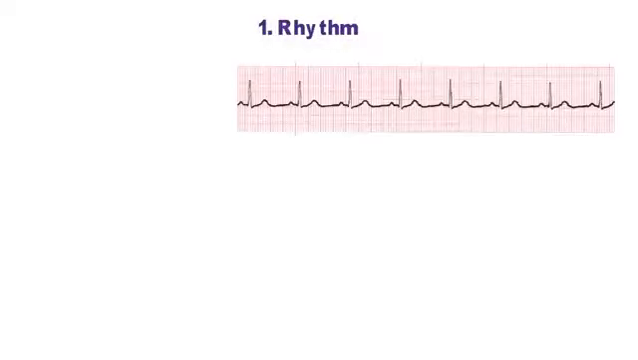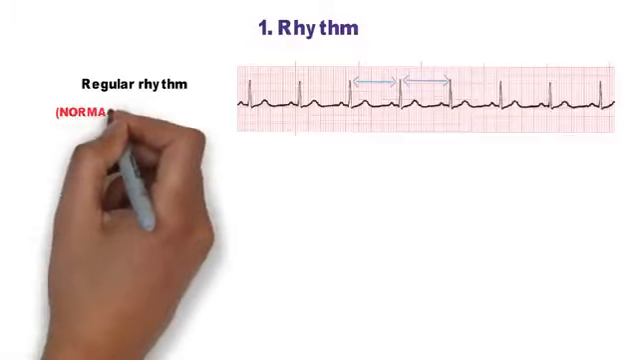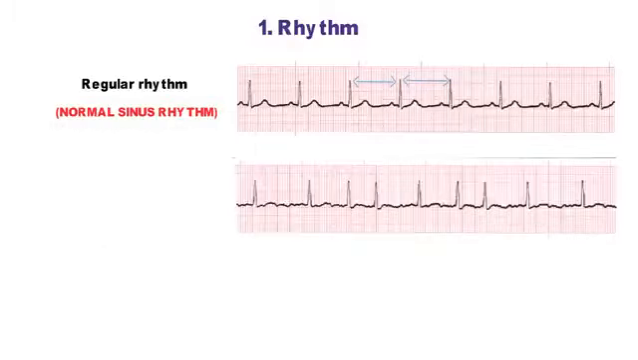Now step 1 is rhythm. To check the rhythm, we check the RR interval. As in this ECG, RR intervals are equal and there is a P wave before every QRS complex. So this is a normal sinus rhythm.